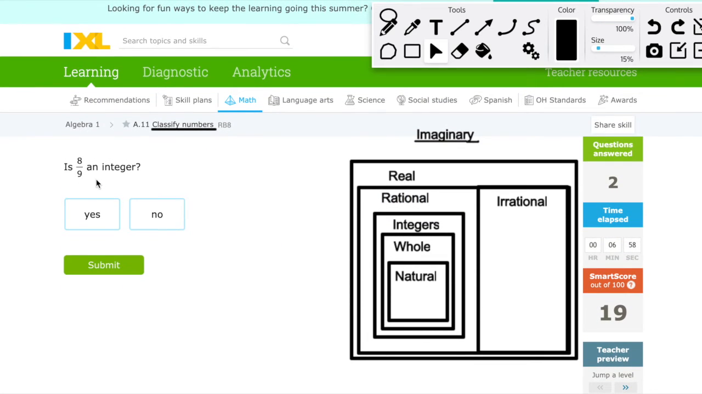Is 8/9 an integer? So we said integers are whole numbers and their negatives. So this would be like 0, 1, 2, 3, and so on, up as far as you can count. Integers would also be the negative versions. They're opposites, so -1, -2. Rationals is when we start to get into ratios like this, or fractions. So we're not quite there yet. So this is not an integer. It would have to be just 8 or just 9 or -8 or -9, something like that.